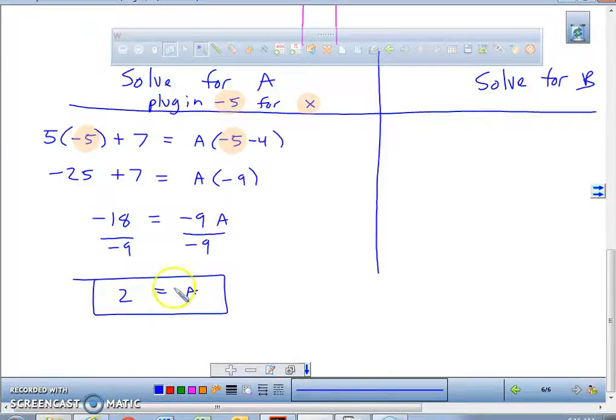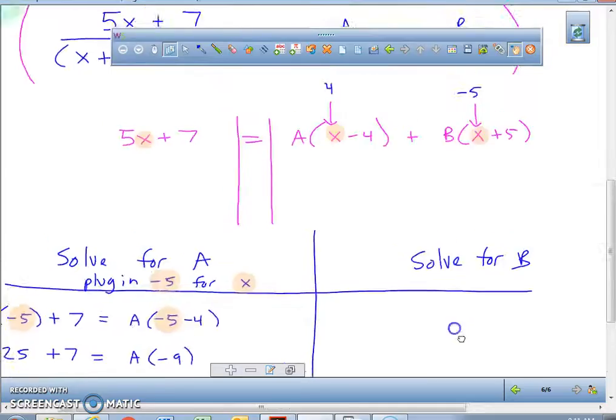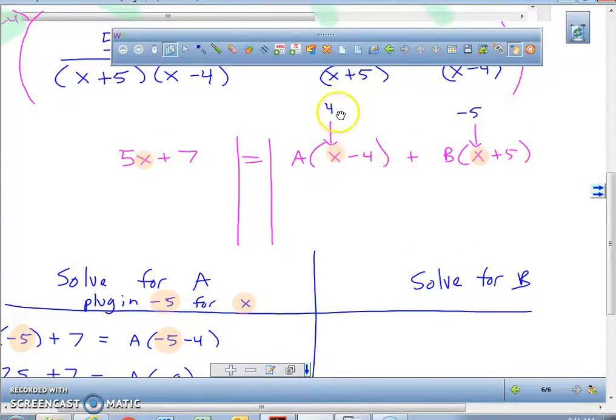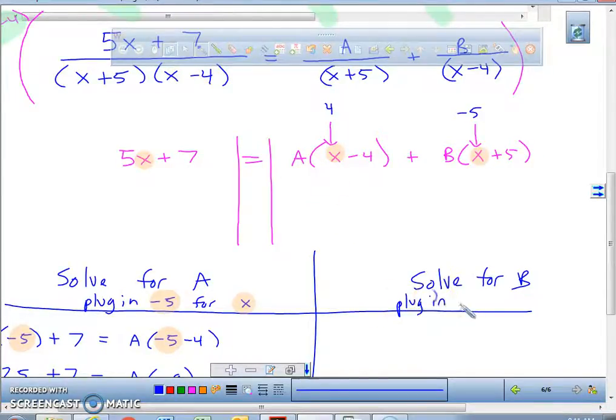So, my a value is equal to 2. Now, what did I plug in? I plugged in a -5 for this. So, what are we going to do to solve for b? What do we have to eliminate? Probably a -4. Nope. Close. 4. That's right. So, right here, got to plug in a 4.